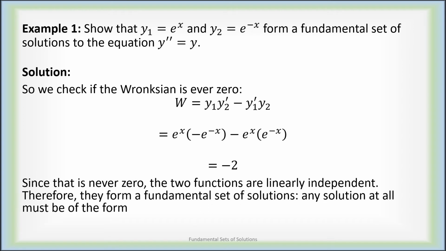Since we have a second-order linear differential equation and we have two linearly independent solutions, we have in fact found a fundamental set of solutions, from which we conclude the only possible solutions to the differential equation we started with, y double prime equals y, must be of the form some constant times e to the x plus some other constant times e to the minus x.